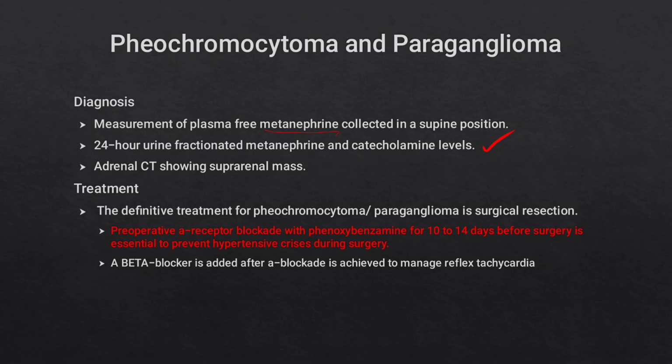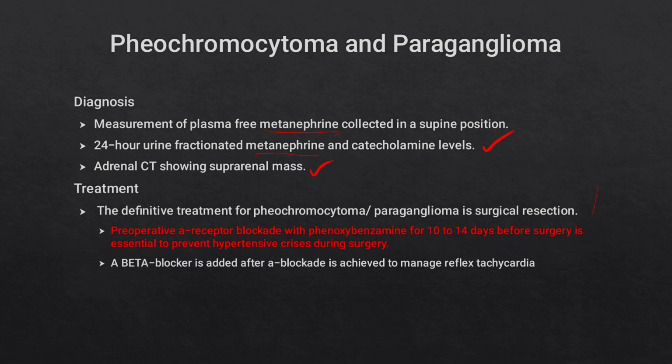After you diagnose the pheochromocytoma by high metanephrine in the urine, the next step will be doing CT to detect the place of the tumor. Okay, the treatment, you're gonna do surgery. There is no other option except surgery. But before doing surgery, that's important. They always ask this in boards.